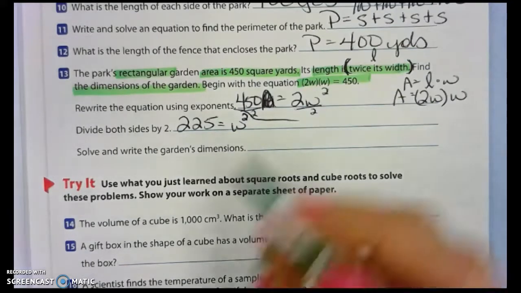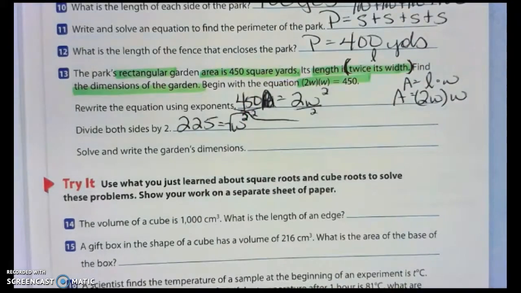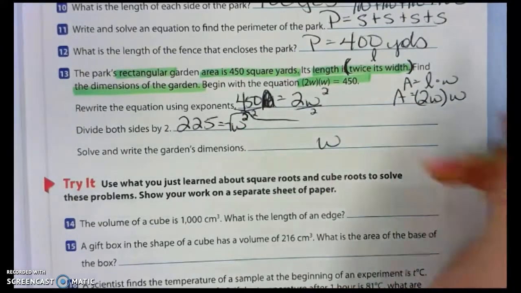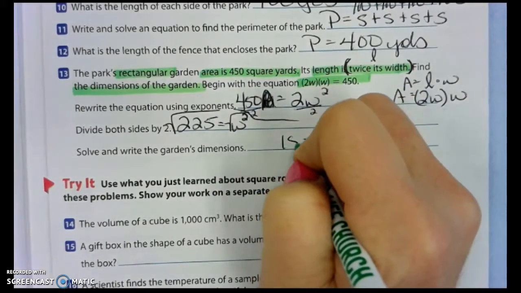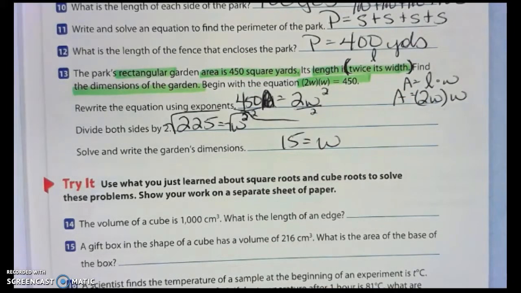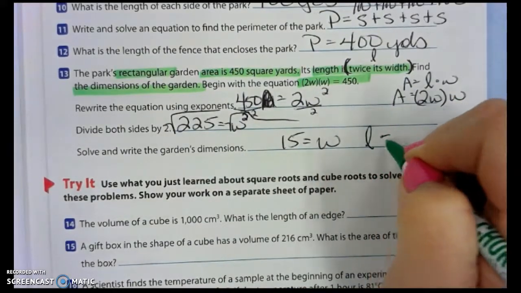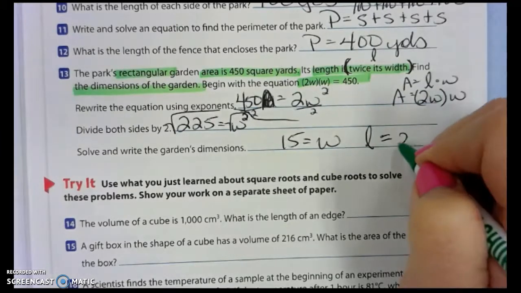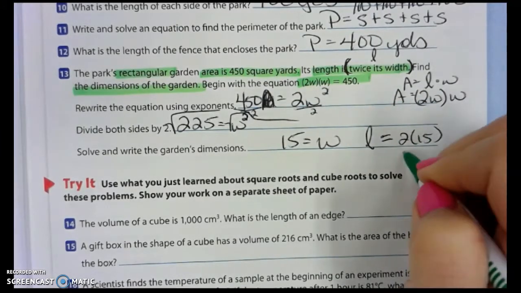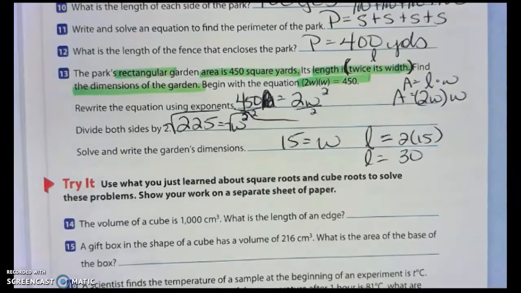Now we can take the square root of both sides. The square root of W squared will be W, and the square root of 225, if you memorized your table like you were supposed to, is 15. So the width of the garden is 15. We still need to know the length. The length is twice the width, which would make it 2 times 15, which is 30.